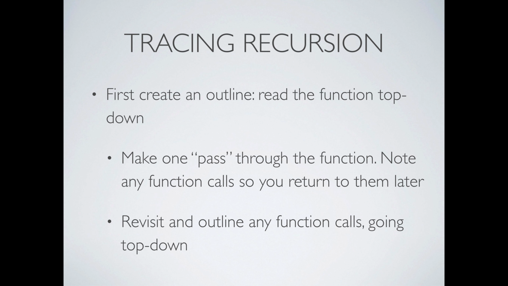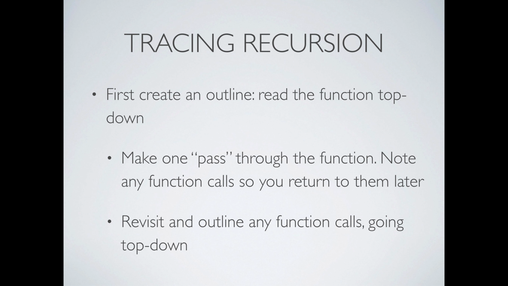This is my approach for handling recursion and figuring out on paper what it's going to do. First thing I do is create an outline, and you saw me doing this. I basically read the function top down, and I make one pass through the function, meaning I just outline the different things that the function is going to do. If there's any function calls, I make a note of them so that I can go back to them later. The way I did that in the previous example was that I drew a circle around function calls. That way I knew, okay, I'll have to come back to this function call later and deal with that.